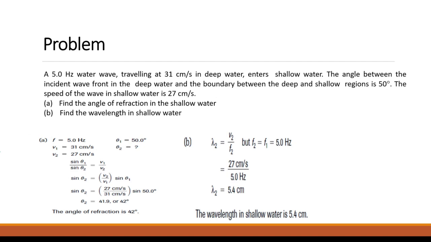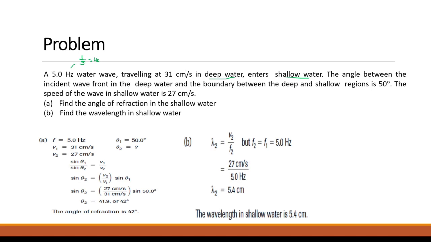Now we look at a problem. A 5 hertz, which is a unit of frequency that can also be treated as a unit of 1 over seconds in the math, water wave traveling at 31 centimeters per second in deep water enters shallow water. The angle between the incident wavefront in the deep water and the boundary between the deep and shallow regions is 50 degrees. The speed of the wave in shallow water is 27 centimeters per second. Part A: we want to find the angle of refraction in the shallow water.